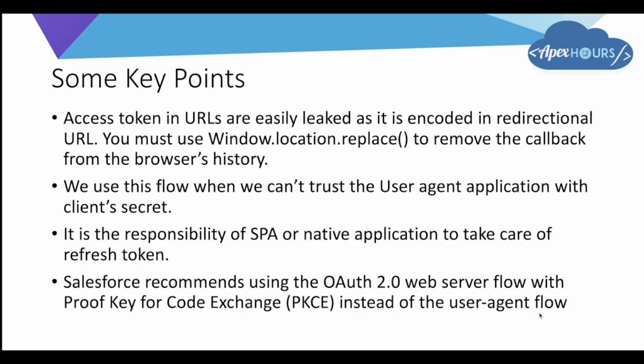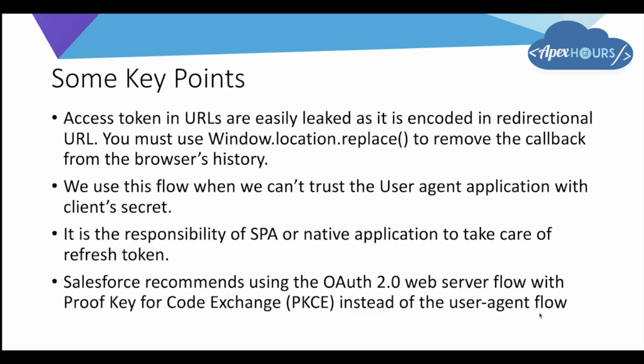Some key points that we need to consider. Access tokens and URLs are easily leaked as the token is encoded in the redirection URL. That's what I just said. So you must use window.location.replace to remove the callback from the browser history. The browser history stores some data, so when you put your cursor in the browser search bar, it automatically gives you suggestions based on the browser history. So it might store the access token also. We can use window.location.replace to remove this callback URL, the URL with the access token.